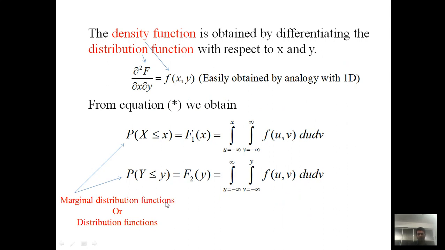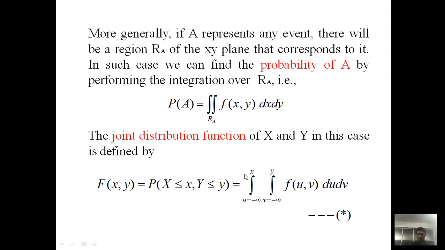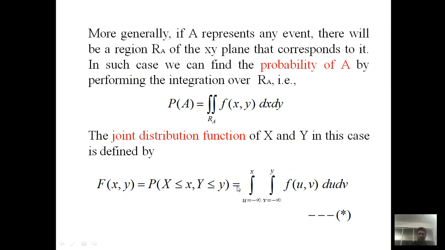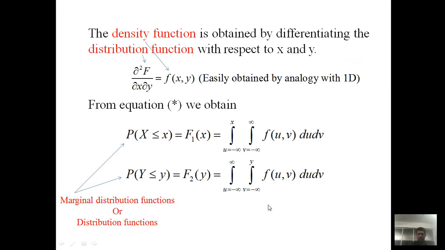Similarly, the marginal distribution function of y, that is probability of Y less than or equal to y, is F2 of y. So there is only a restriction on y. We have to remove the restriction on the limit of x. So u from minus infinity to x is replaced by u from minus infinity to infinity, and the restriction on y, that is v from minus infinity to y, is as it is, f of uv into du dv. So these are the marginal distribution functions, simply distribution functions.